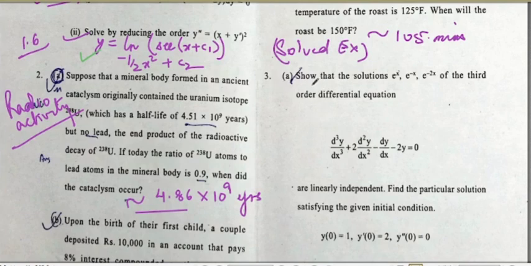So this is again 3A. You were to show that these 3 are linearly independent solutions, where you can just find their Wronskian and show that the Wronskian is non-zero, and then you were expected to find a particular solution. You know that if the Wronskian is non-zero, these are linearly independent, and since it's a third order differential equation, the general solution is a linear combination of these 3 solutions given to us.